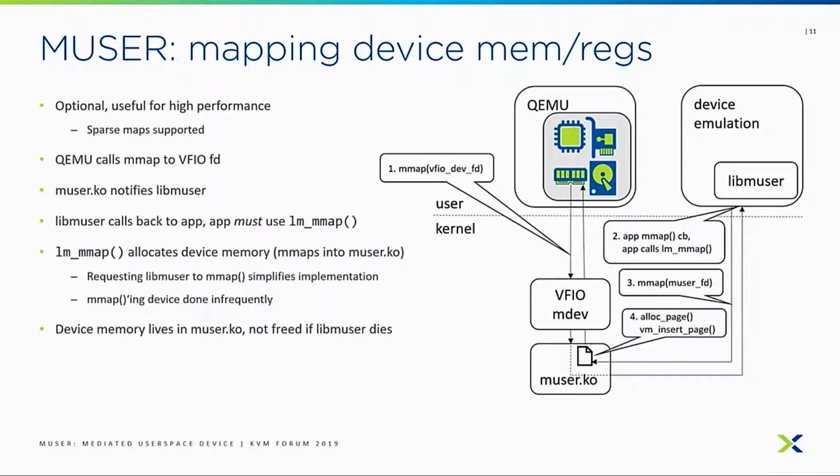So one important thing to notice here is that the device memory pages stay inside the kernel with muser.ko. So even if device emulation crashes, restarts, or some upgrade is needed, it can always connect back to the device memory in the kernel, which is with muser.ko. We also support sparse mmap. If device emulation has interest in using sparse mmap, it can easily use it.